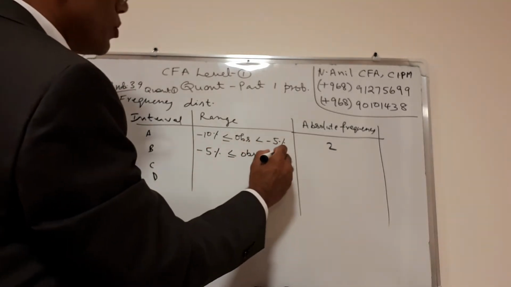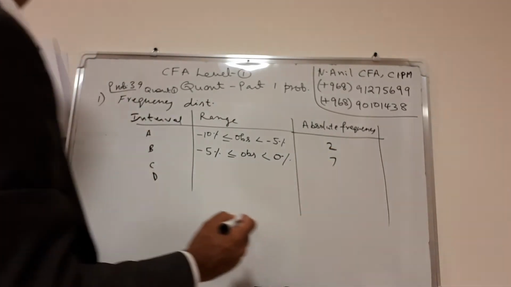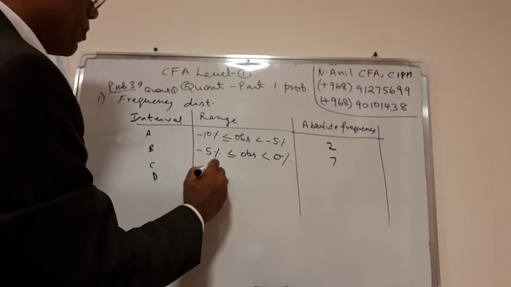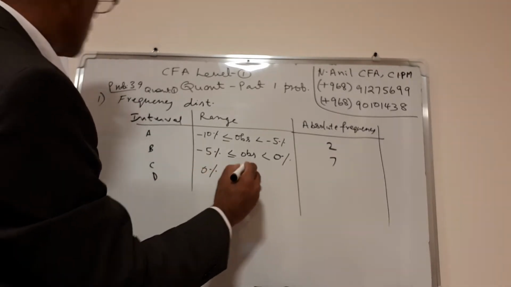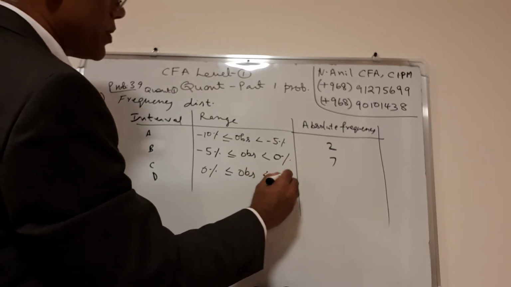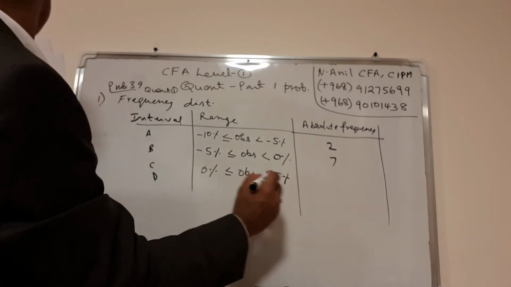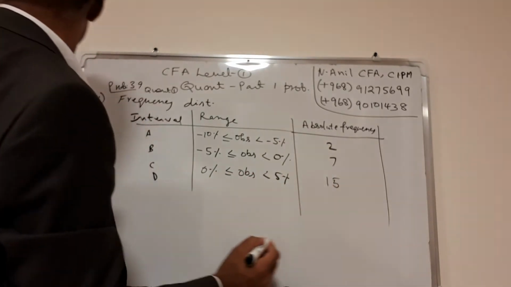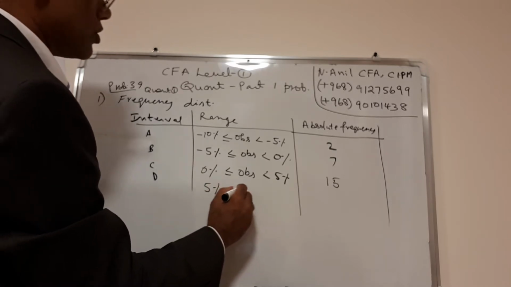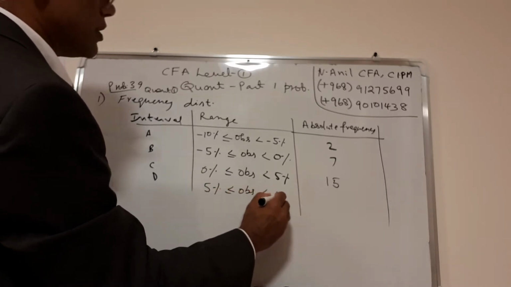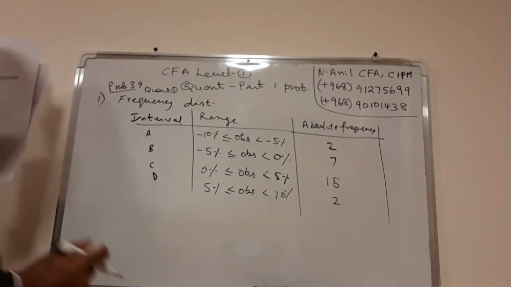Less than 0%. This is 7, and 0% less than or equal to observation less than 5%, and this is 15 times the frequency, and this is 5% less than or equal to observation less than 10%. This is 2 times.